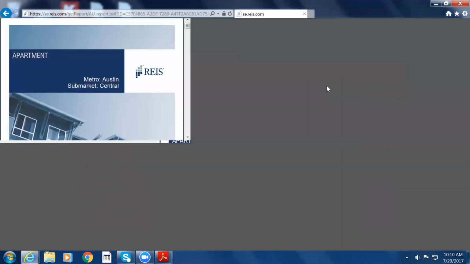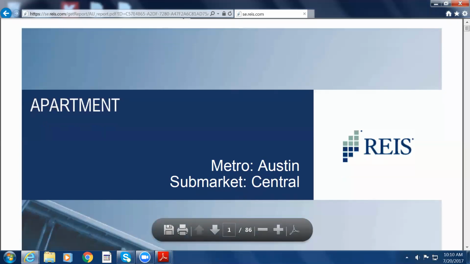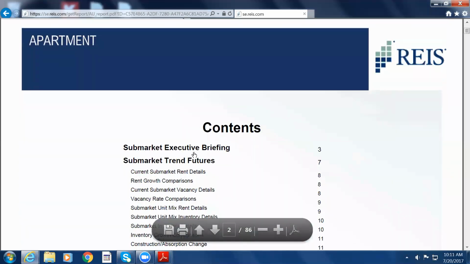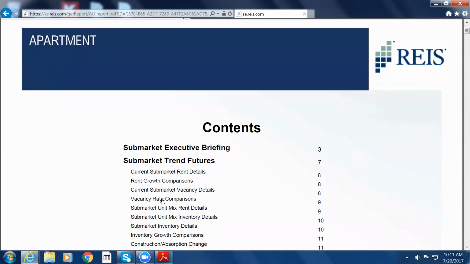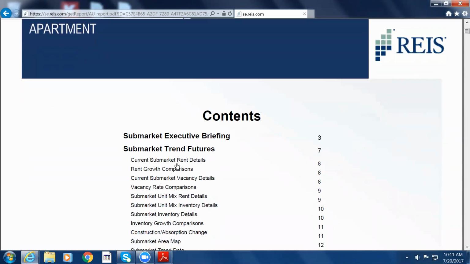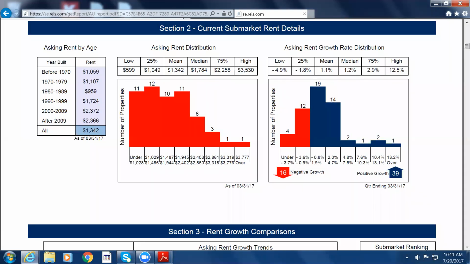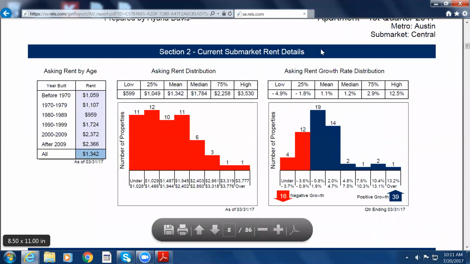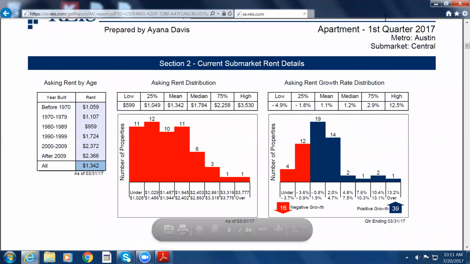Okay. So I went ahead and downloaded all these reports. You'll see this full suite of reports is hyperlinked. So I'm just going to jump around here, really starting from the particular submarket. It'll take me right to it. So the very first thing that we'll do is dive into that submarket and look at the current quarter.